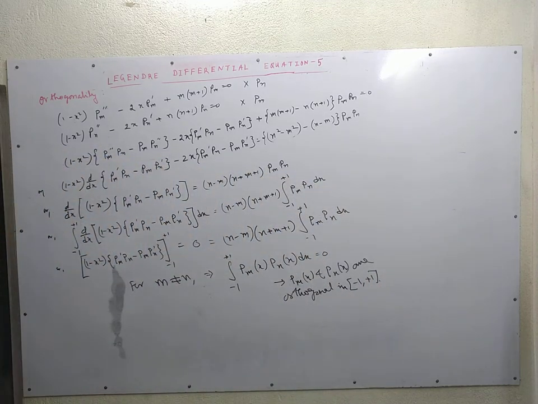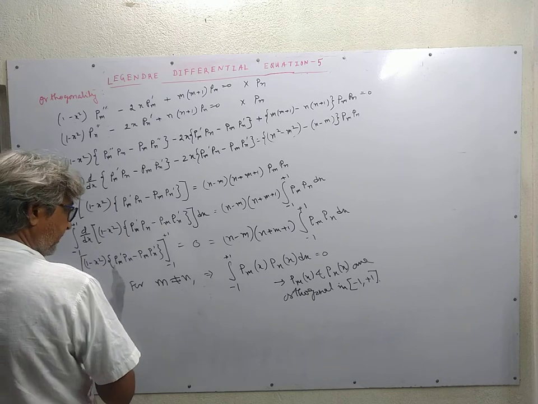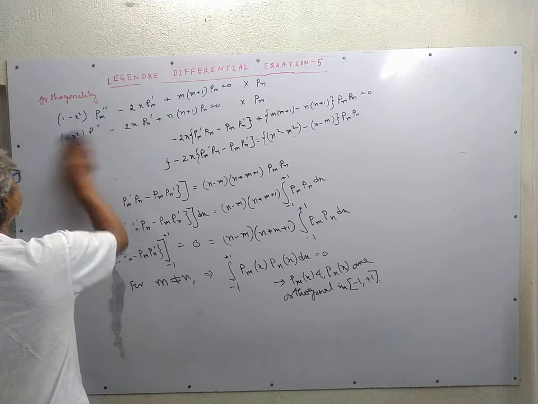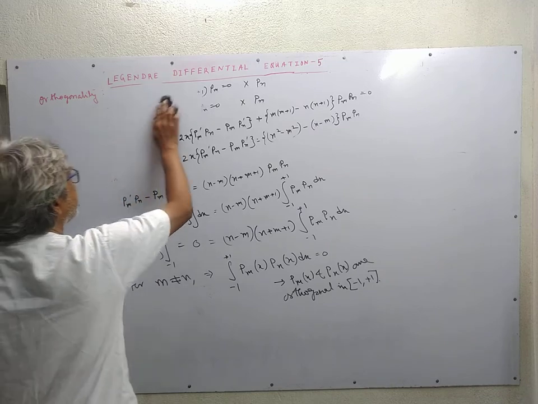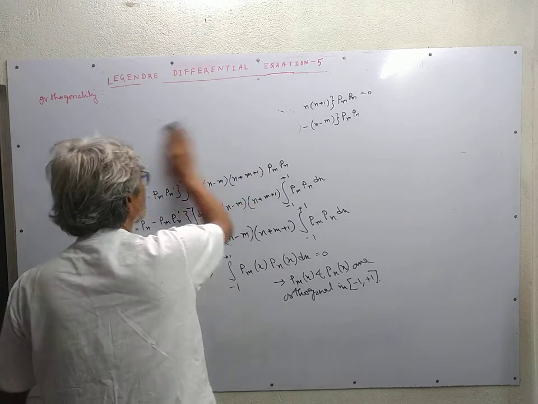Now coming to the case when m is equal to n. This expression will not lead us to a conclusion. We will use the generating function expression. So we see that the Legendre polynomials of different orders are orthogonal.